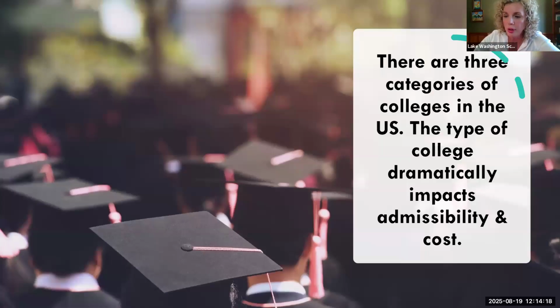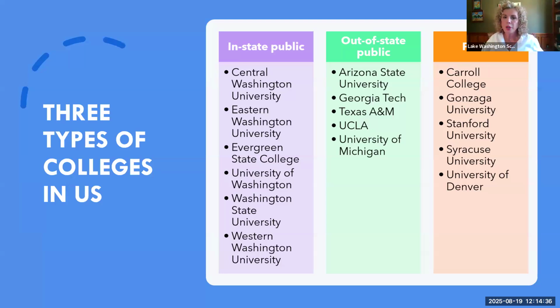In the United States, there are three categories of colleges, and the type of college dramatically impacts the admissibility of a student and also the cost quite dramatically. So I want to make sure that you understand these three different categories. The first one is the in-state public. We are here in Washington State, and we have 6 four-year public universities. They are the University of Washington, Washington State, Western Washington, Eastern Washington, Central Washington, and Evergreen State College. Because you are a resident of Washington State, you get priority registration at our 6 schools.